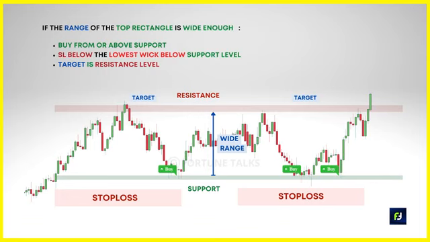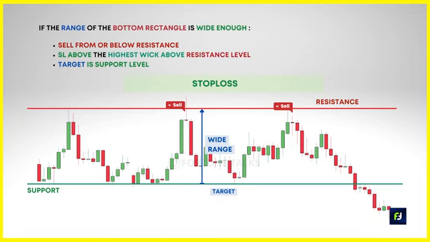and the target will obviously be the next resistance level. Similarly, for a bottom rectangle pattern, you can look to short when the price reverses down from the top resistance level and place your stop loss above the highest wick or candle that is formed during the consolidation. The target is obviously the lower support level.